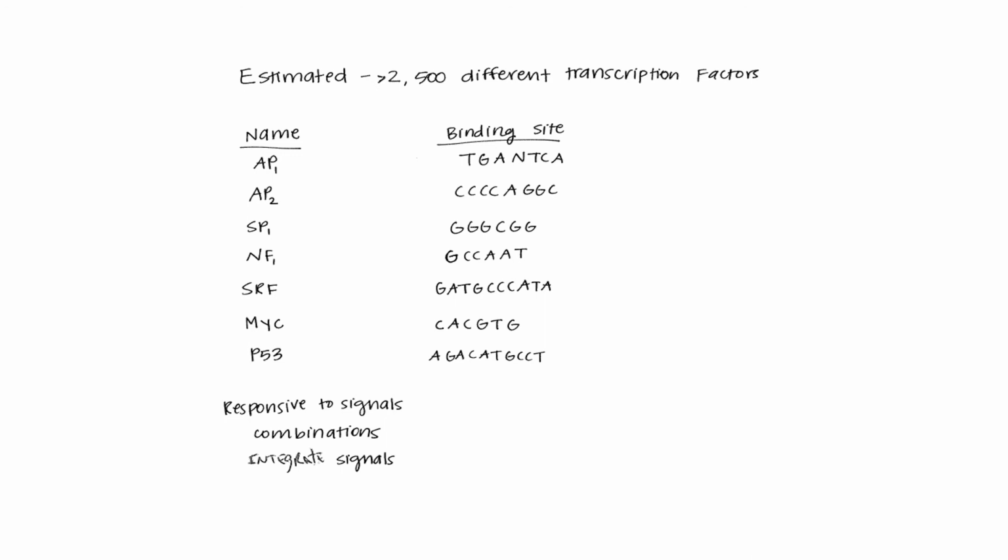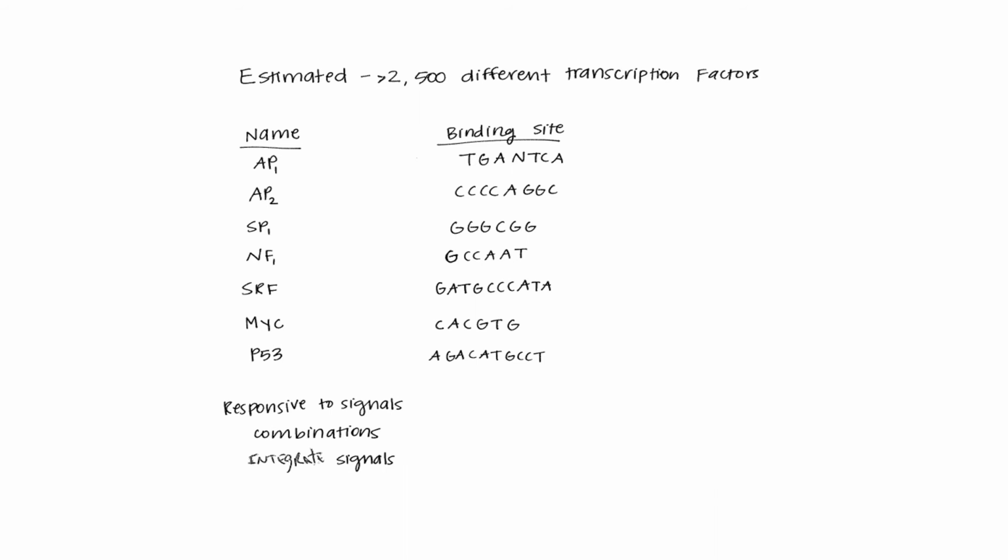And so in response to, let's say, some environmental signal or some hormonal signal, a lot of these proteins will become activated and then bind to the promoters that need to be expressed in response to that signal. So they bind in combinations, and in a sense, they integrate signals in order to turn on the correct gene.